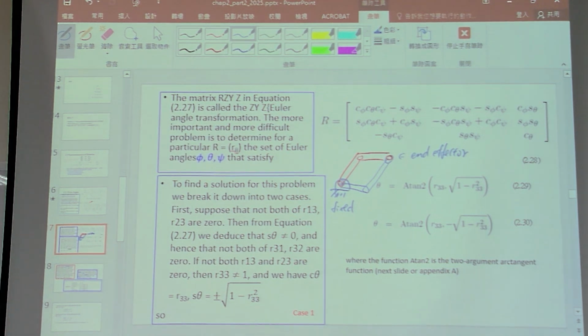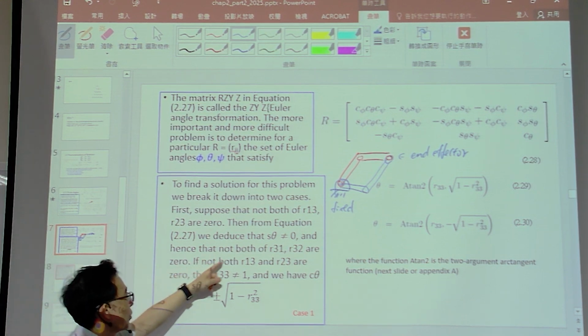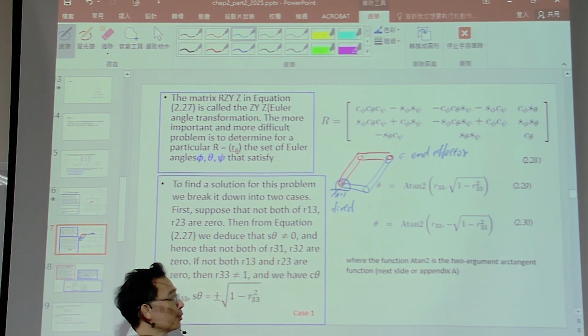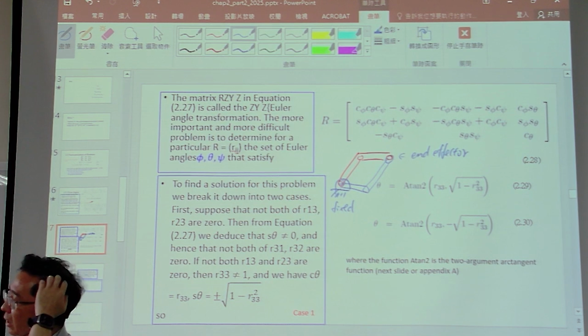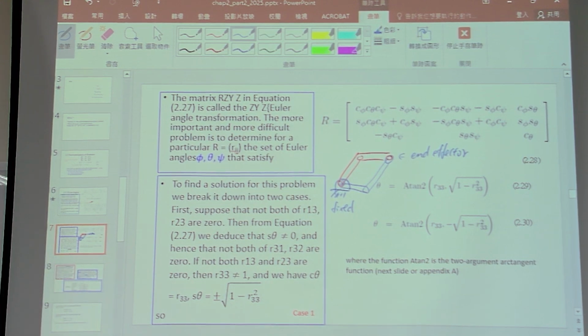Of course, they have some kind of condition. For example, the sin theta cannot be 0. If the sin theta is 0, then game's over. Then they have a condition, where both R31 and R32 are not 0, something like that. They have some condition. If the condition is not met, it cannot be solved.